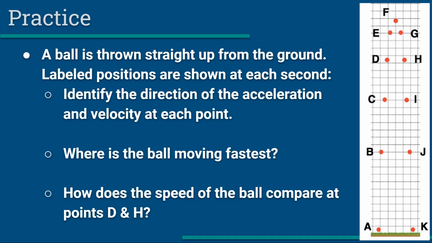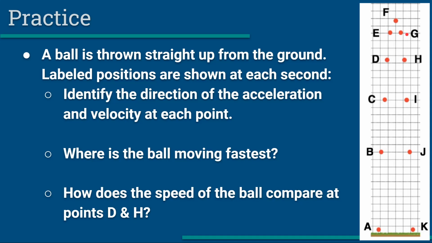Labeled positions are shown at each second. Identify the direction of the acceleration and velocity at each point. Well, at points A, B, C, D, and E, my projectile is moving upward, so the direction of my velocity in those first 5 points is positive, or up, because I'm moving that way. At point F, my velocity would be 0 because it says this was thrown straight up. I know it looks like it's been thrown up and forward, but they just did that so you could see the points more clearly. At point F, you wouldn't have any velocity. It would stop moving for that split second before it falls back down.